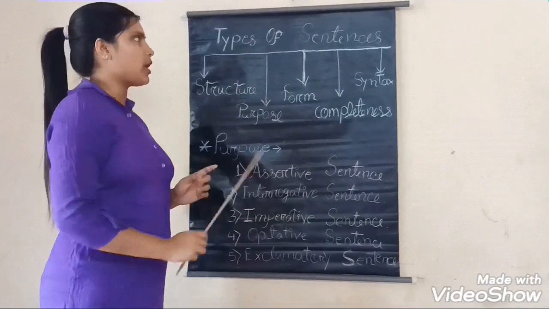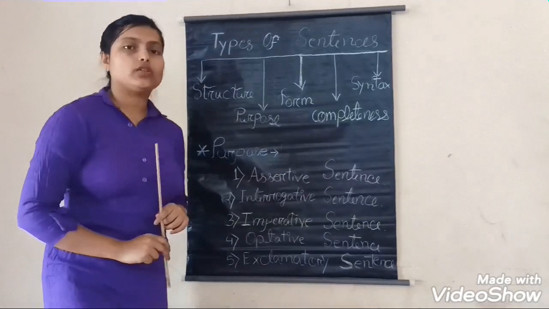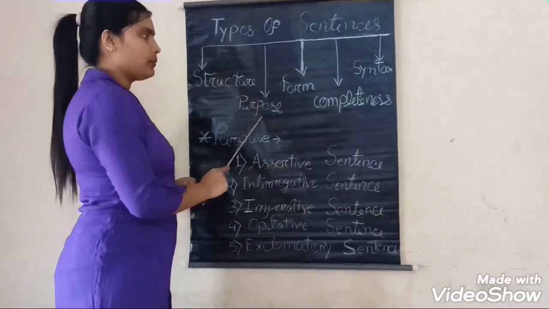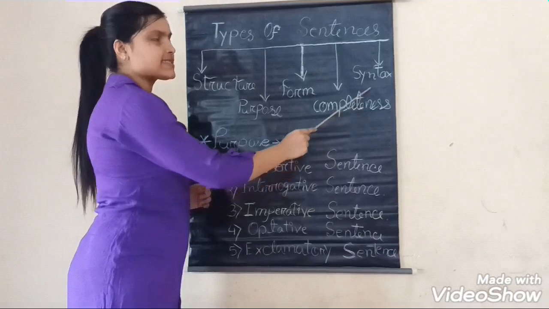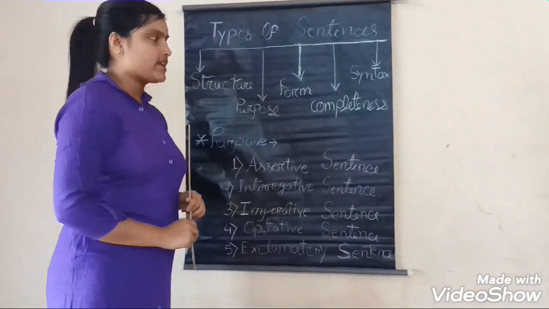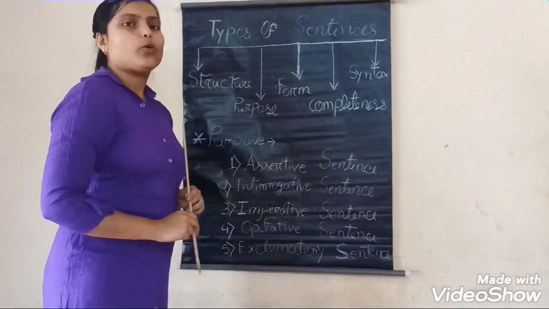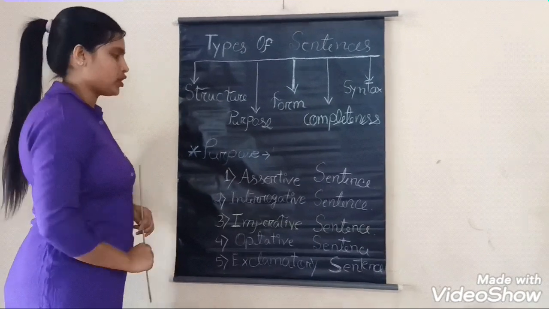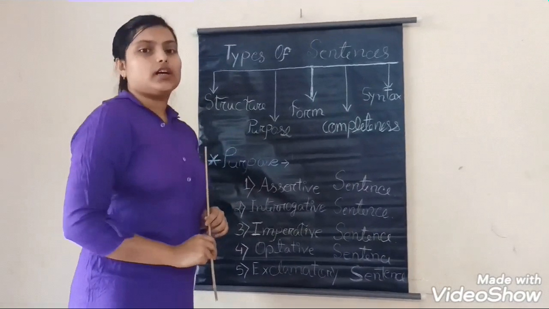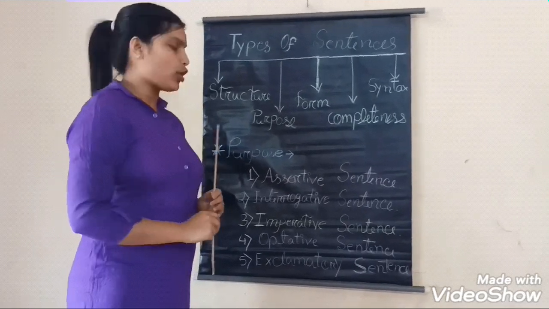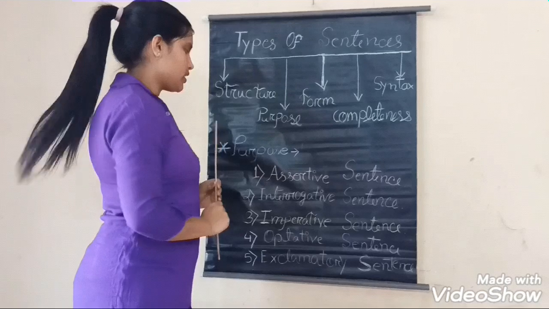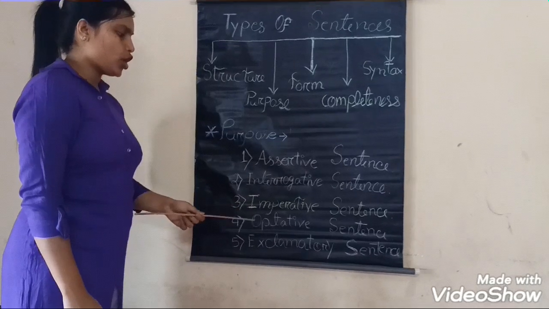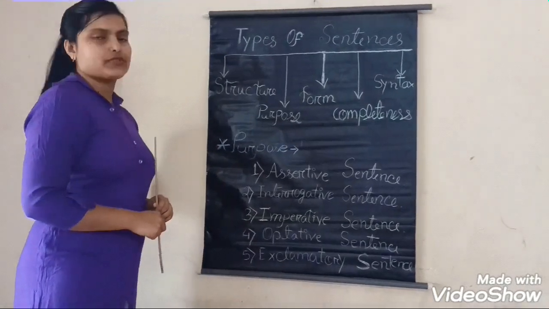Now we are going to discuss the types of sentences. We can divide sentences according to their structure, purpose, form, completeness and syntax. Out of these five, we are going to discuss the types of sentences according to their purpose. Again, we can divide the sentences according to their purpose into five types. And these are assertive sentence, interrogative sentence, imperative sentence, optative sentence and exclamatory sentence.